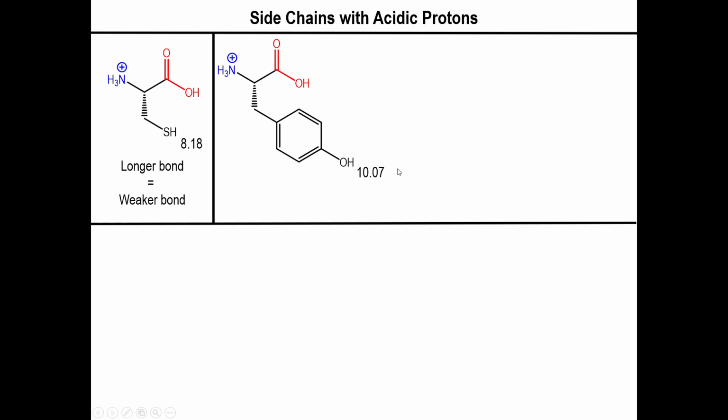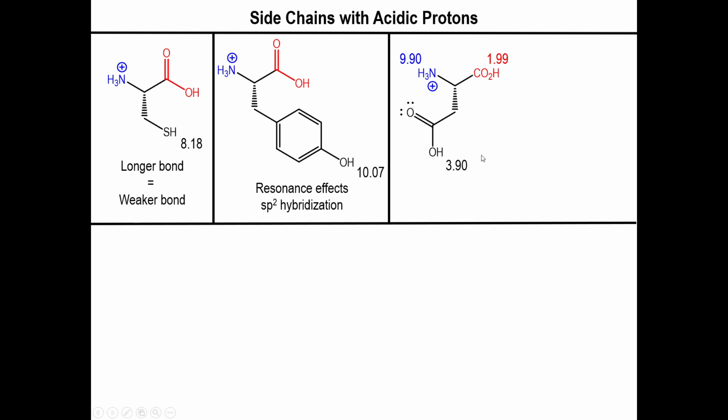Another one that's also noteworthy is tyrosine. The pKa of that side chain is 10.07. And that's simply because of the fact that you have a hydroxyl group attached to an aromatic ring. So resonance effects get involved, hybridization effects get involved, and they both allow electron density to be withdrawn away from that oxygen.